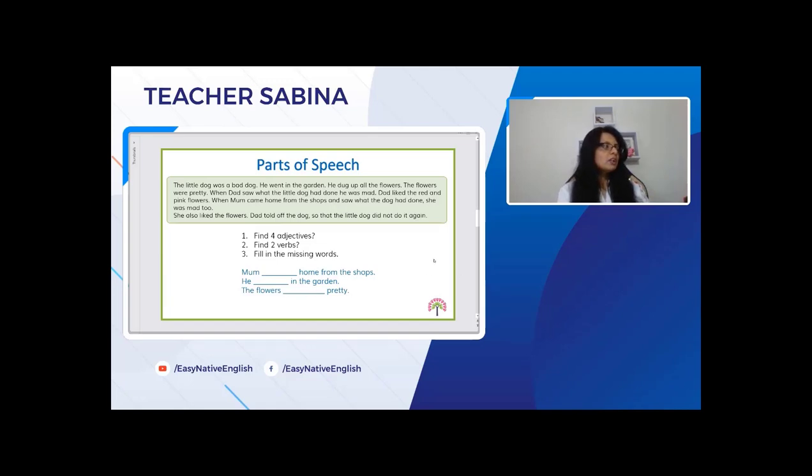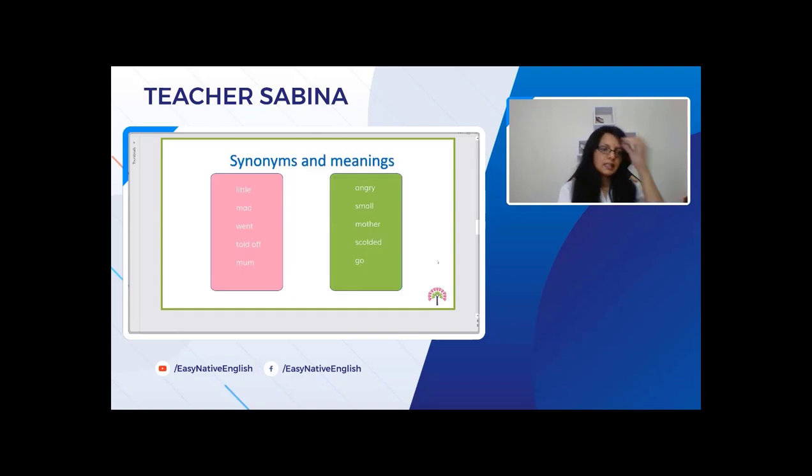Okay, moving along then. Let's have a look at some synonyms and their meanings. So these are the words that were in the text. Okay. Little, mad, went, told off, and mum. Now, we can use other words instead of these words in the text. And we can change these words to these words. But which word goes with which one?